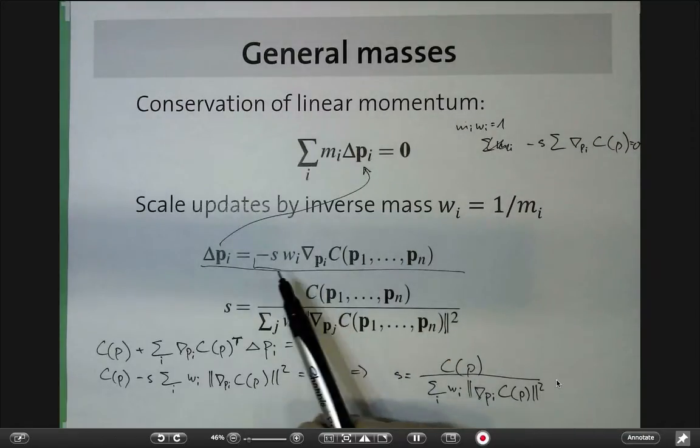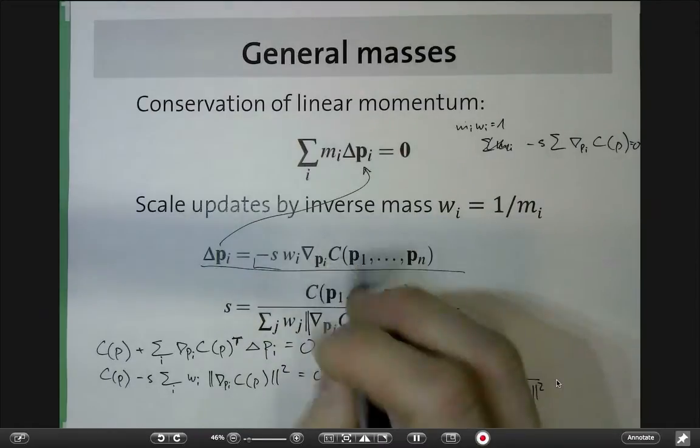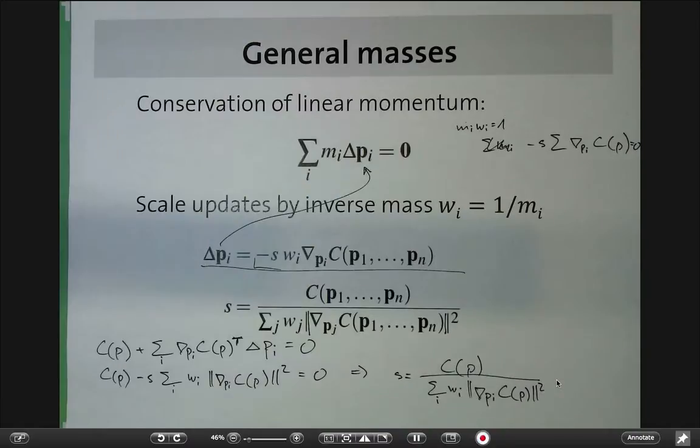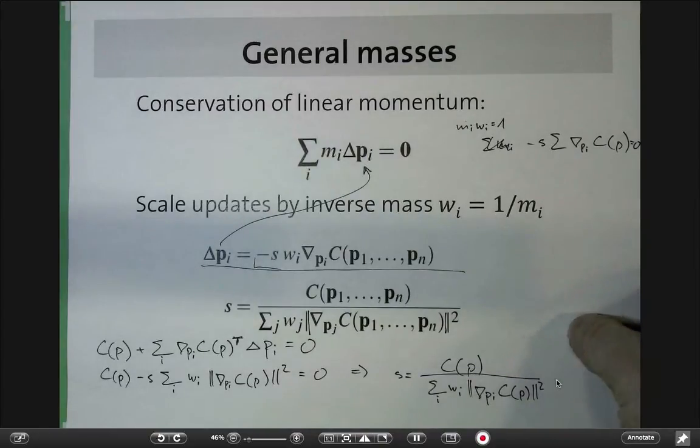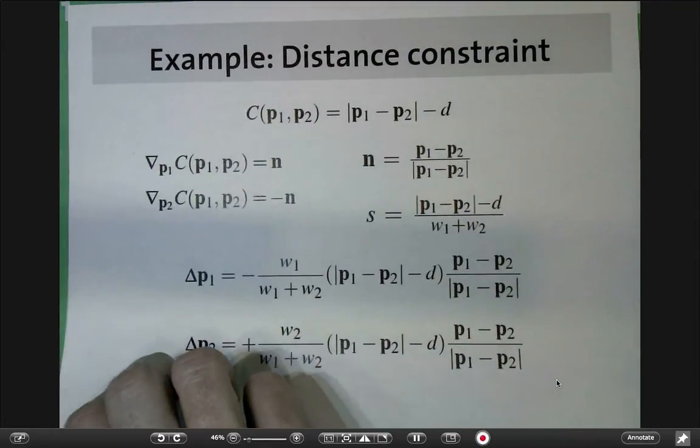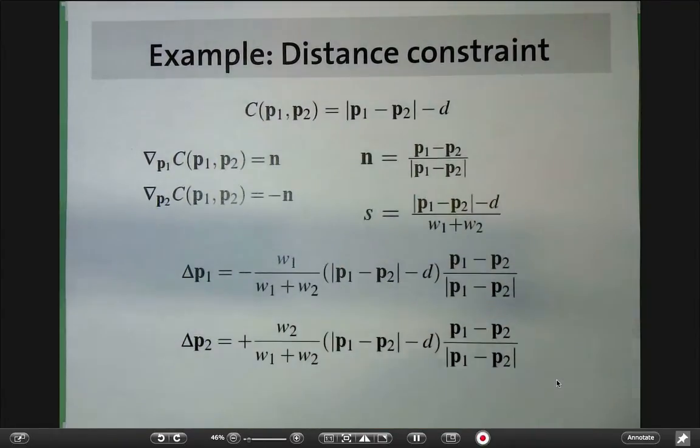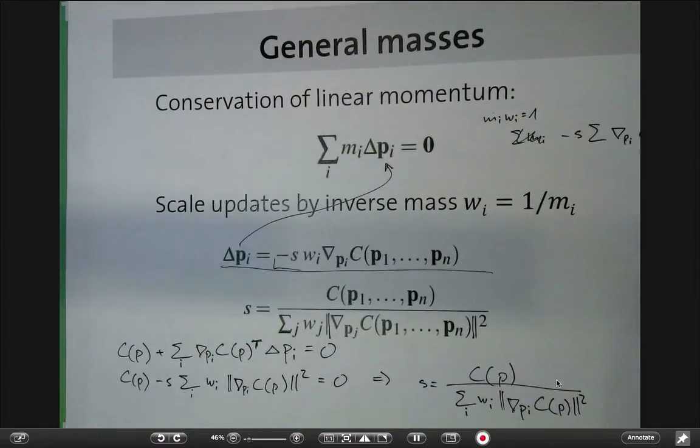I just said that the updates of pi will not be the same for all particles, but I will weight it by the inverse masses Wi. So this is the weighted formula there. So this might be a little too abstract because we are looking at constraints in general. So let me make it a little bit more concrete by looking at the distance constraint, which is similar to our well-known spring constraint. And we can get the update rules simply by plugging into these general formulas which we have just derived.